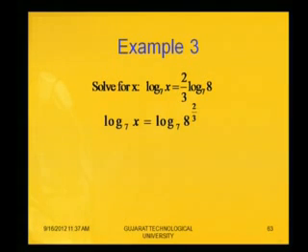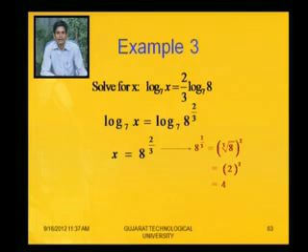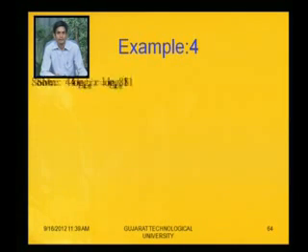This can be written as log base 7 of x equal to log base 7 of 8 raised to 2 by 3. That will be x equal to 8 raised to 2 by 3, and you can simplify that. The cube root of 8 is 2, raised to 2, so 8 raised to 2 by 3 is nothing but 4. So the value of x is 4. Next example.